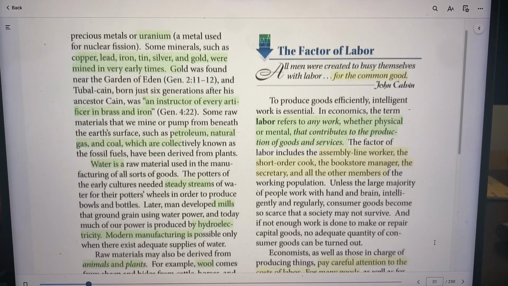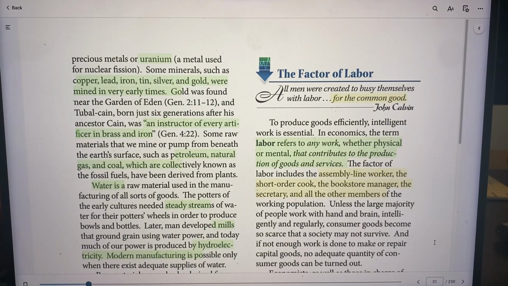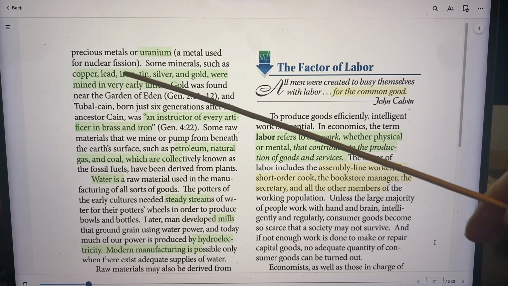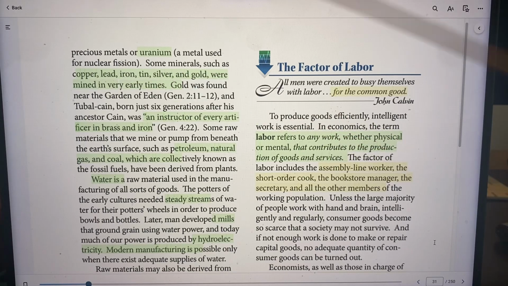So it kind of tells here, in the Bible, that uranium, we talked about uranium, silver, some minerals such as copper, lead, iron, tin, silver, gold were mined in very early times. Gold was found in the Garden of Eden, and Tubal-Cain was born just 6 generations after the ancestor Cain. He was the instructor of every artificer in brass and iron.